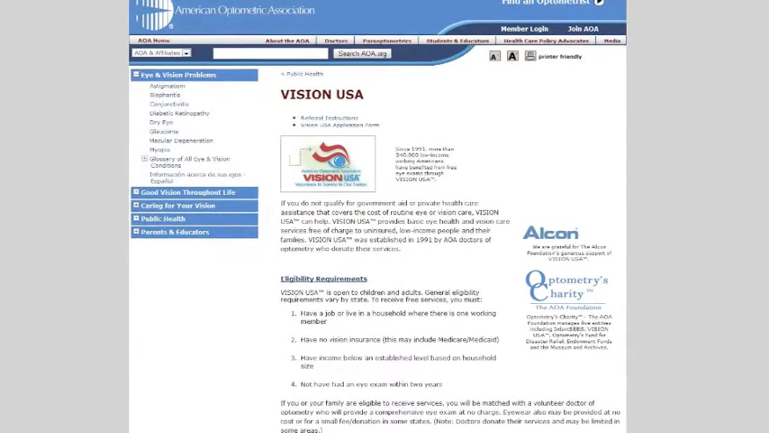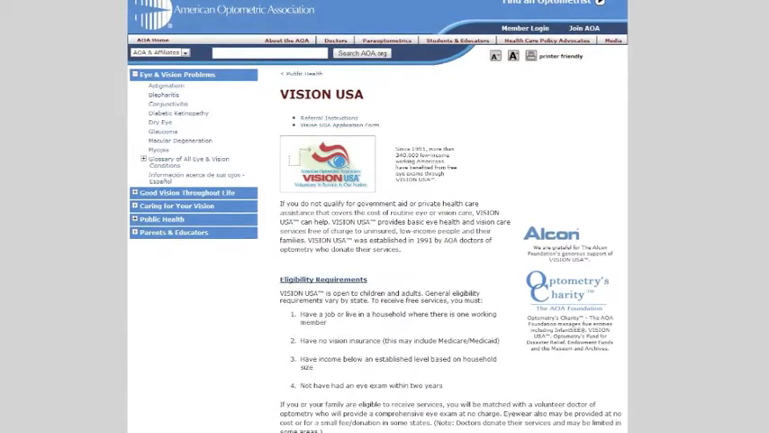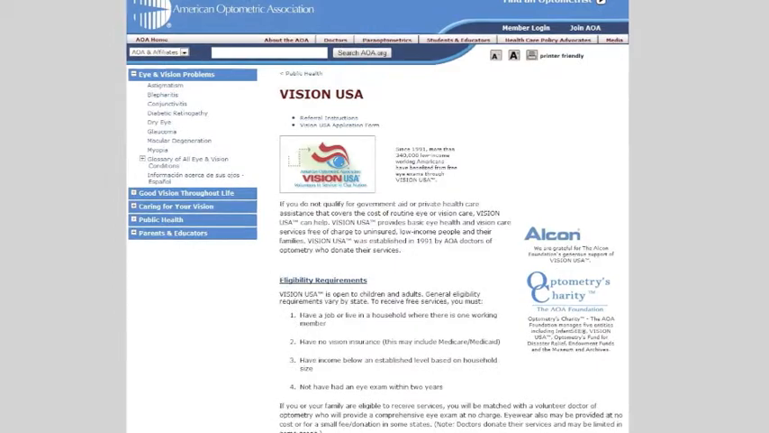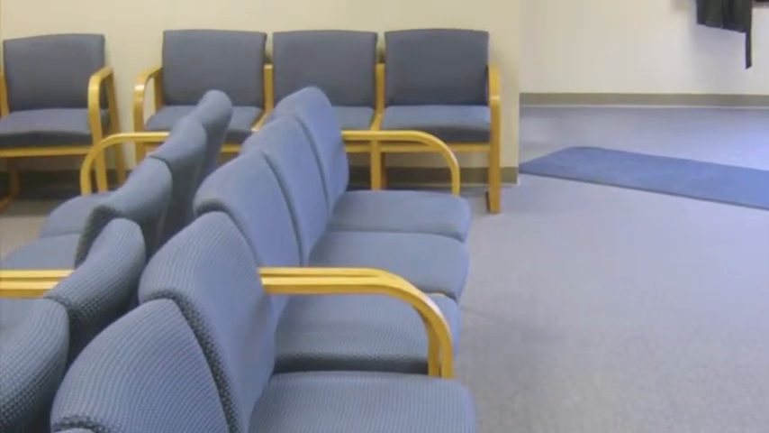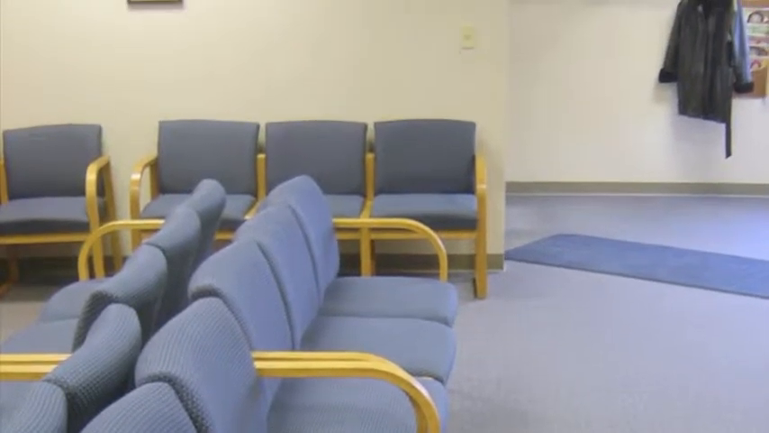Remember that since it's Friday morning, Vision USA should be open, so there is no need to fill out the paper application. Also, don't forget to tell her about that free eye clinic in the area, so she has another option in addition.